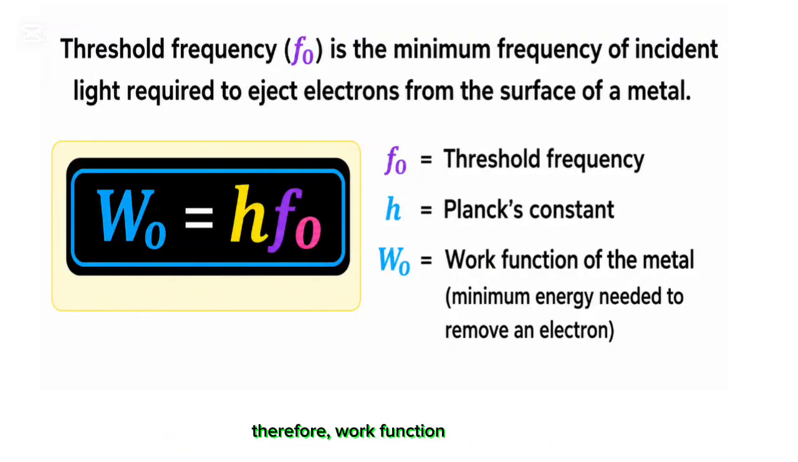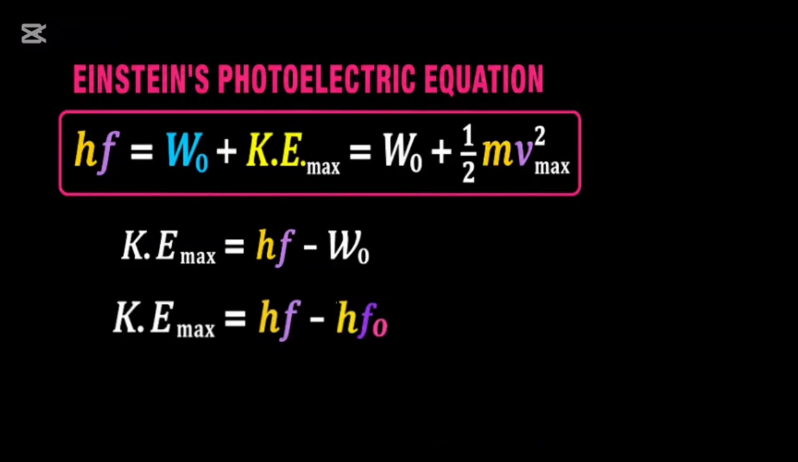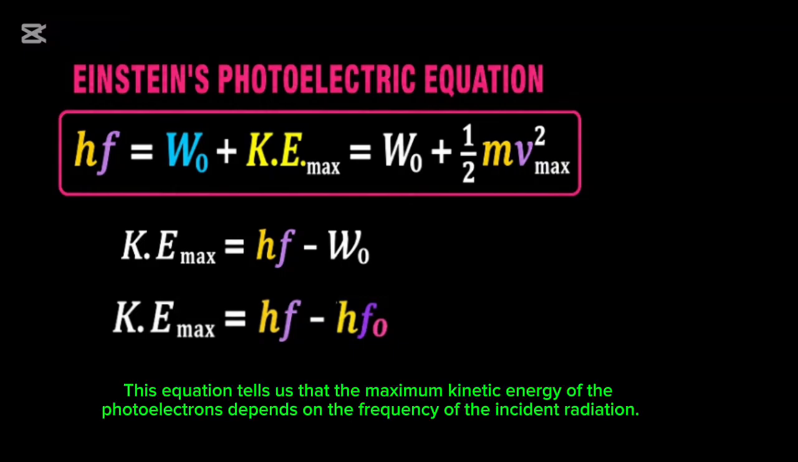Therefore, work function W0 = hf0. Substituting this into Einstein equation gives kinetic energy = hf - hf0. This equation tells us that the maximum kinetic energy of the photoelectrons depends on the frequency of the incident radiation.